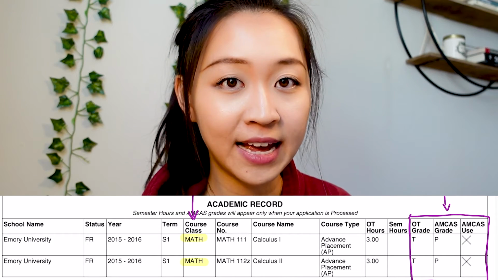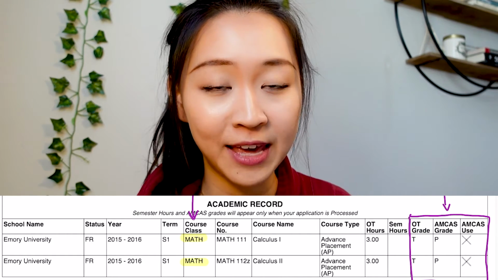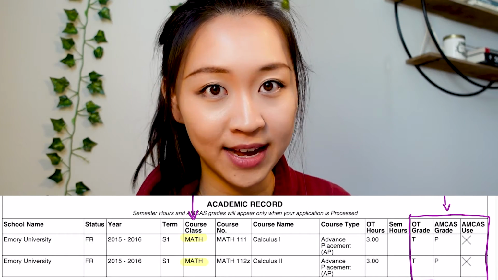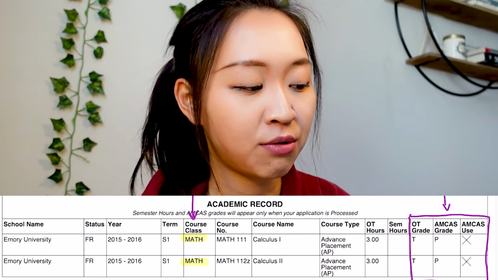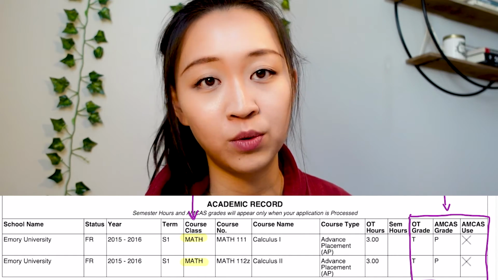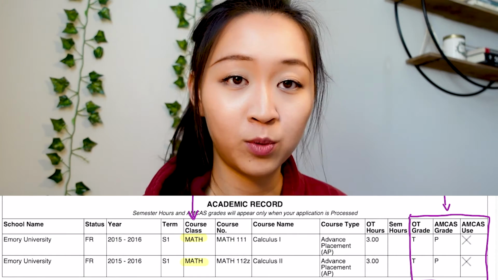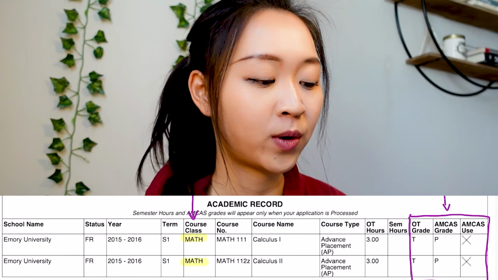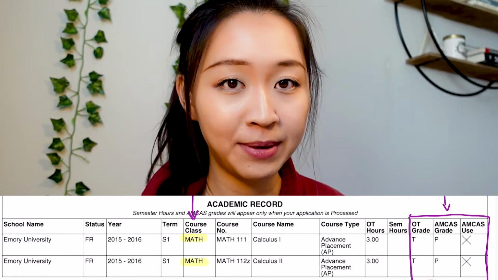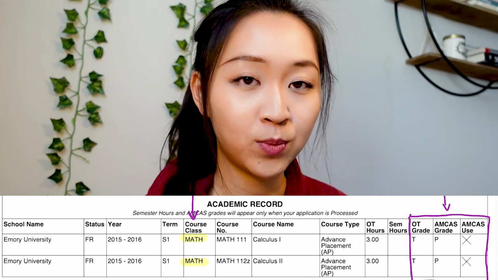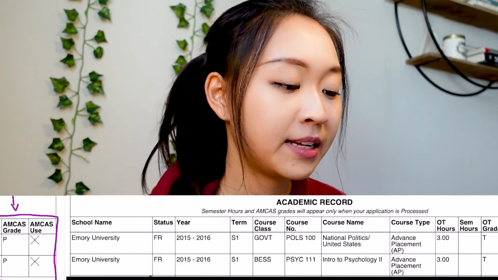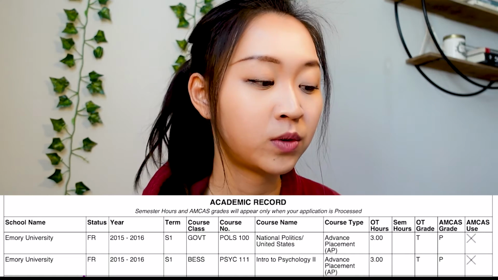These are all of the things that you input into the AMCAS application coursework section. The last 3 columns are for AMCAS use, so we can disregard them. When entering college, I had 4 courses I used from AP credits, including Calculus 1, Calculus 2, Government, as well as Psychology. Those are all credits that I used to exchange for college level courses. However, they don't count towards my GPA.